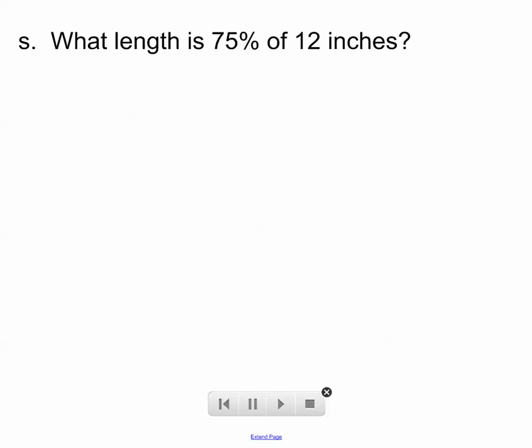All right, what length is 75% of 12 inches? Well, they're asking us what's 75% of 12. We have the fraction equation where we take the fraction and multiply it by the whole thing, and that'll give us the part. Percents are the same thing, except we need to change percents to a fraction. So I'm going to change 75% to 3/4. 75% is 75 over 100, which is 3/4. Then I'll multiply that by the whole thing, 12 inches. 4 goes into 12 3 times, and 3 times 3 is 9. So 3/4 of 12 inches is 9 inches.